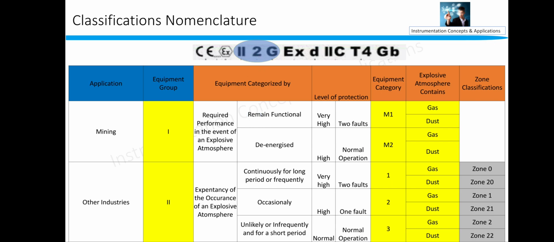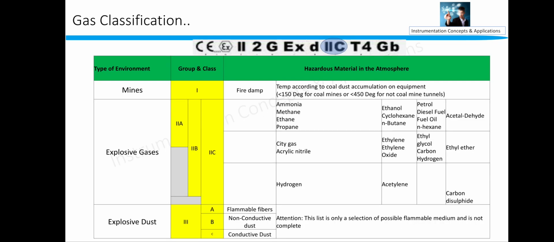Let's proceed further. Now I have highlighted this Roman numeral C. What is the Roman C? If you see the table, if mines are involved, then the group is I. If explosive gases are present in the atmosphere, then IIA, IIB and IIC apply. I have mentioned some representative gas names. This is not the complete list. I have mentioned in the comment also that this is not the complete list of gases, but these are representative gases.